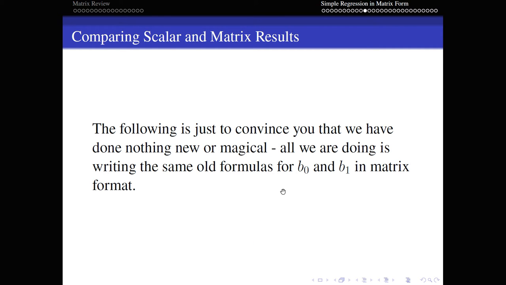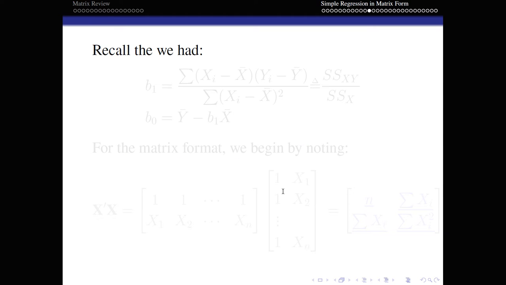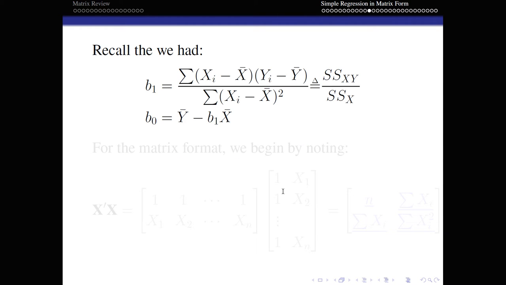All right, now we're about to go through some equations just to convince you that we haven't done anything really new or magical. We're just writing out some of the same formulas that we had previously. Recall that we had B1 as the sum of squares XY divided by the sum of squares X. Again, this was the sum of (X minus X bar)(Y minus Y bar) divided by the sum of (X minus X bar) squared. Then we have B0 as Y bar minus B1 X bar.